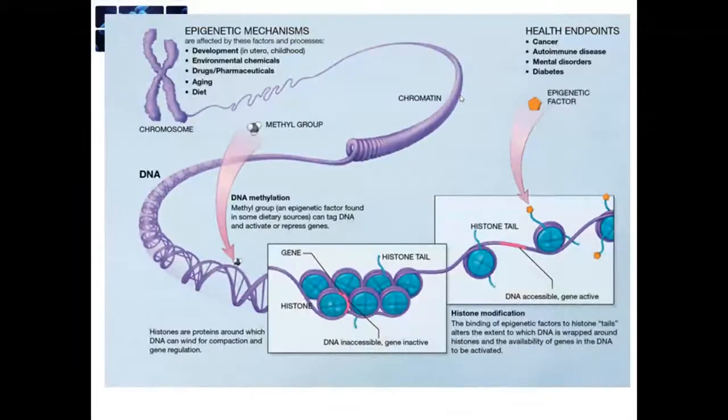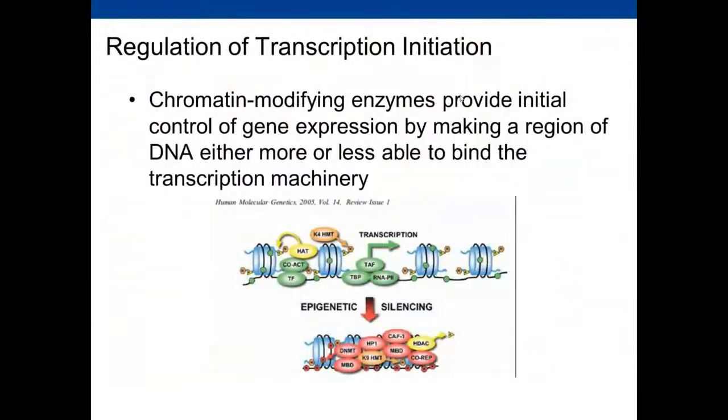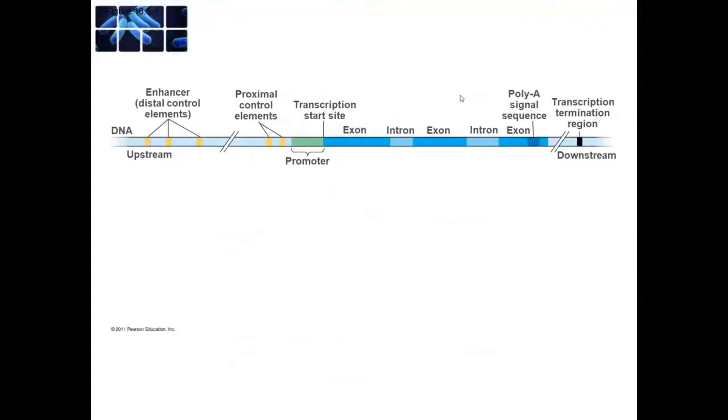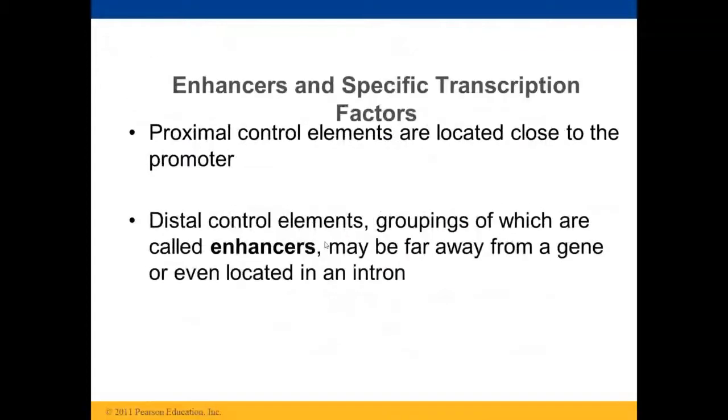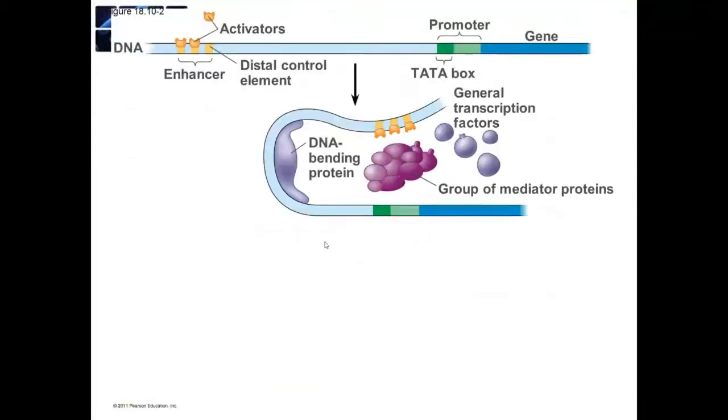Okay, I think I'm going to skip through that. I think we already talked about that. We talked about our control elements. So don't forget, we have proteins that bind to the promoter. We have proteins that bind to the enhancers. And so those are important proteins that need to be present. And I think that was all the farther I wanted to go.